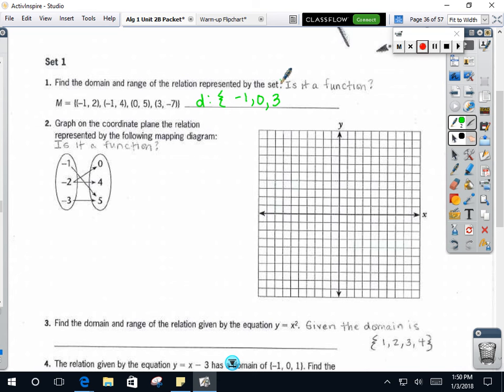Yes, but sometimes an x value can repeat and it can still be a function if it has the same y value beside it. Okay, so -1, 0, 3 is our domain because those are the x values in order from least to greatest, and we didn't list any repeaters. What about the range? -7.